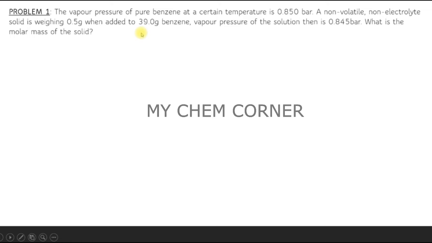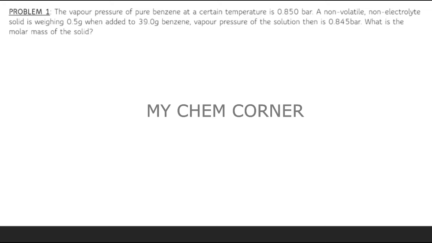So now this is a problem given to us. The vapor pressure of pure benzene at a certain temperature is 0.850 bar. A non-volatile, non-electrolyte solid weighing 0.5 grams is added to 39.0 grams of benzene. The vapor pressure of the solution then is 0.845 bar. What is the molar mass of the solid?